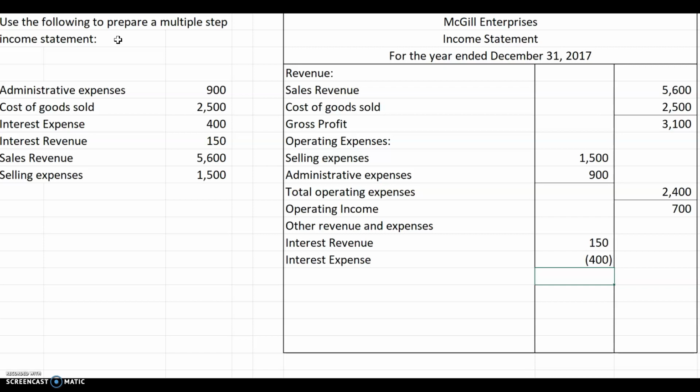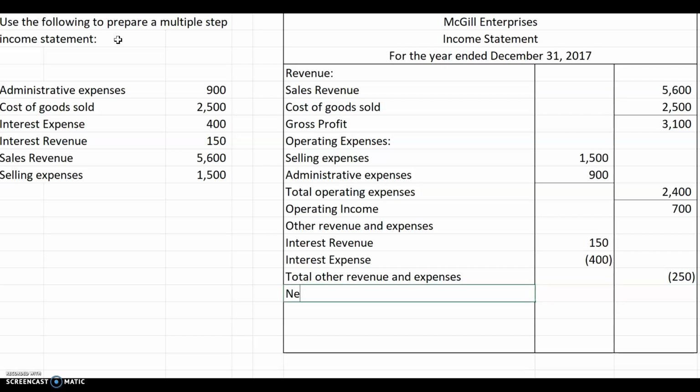Revenue increases our net income. Our expenses decrease our net income. So we're going to subtract. So our total other revenue and expenses is going to be a subtraction. Oops, I went the wrong way. A subtraction of $250 when we combine the $150 revenue and the $400 expenses. The difference is $250. Since the expenses are higher, we are subtracting $250.